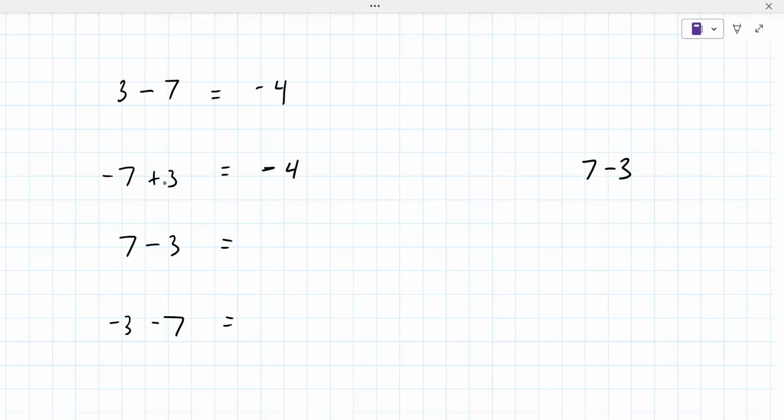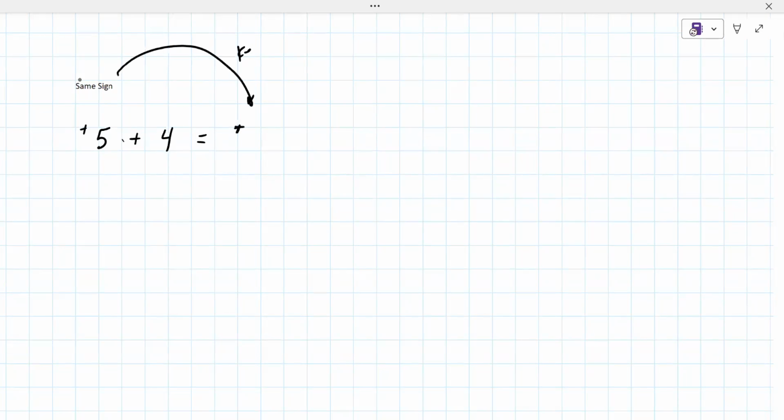4. It is 4. Keep going. So they're both negative. That means the answer is negative. When they're both negative, you add the numbers without the sign. Negative 10. Okay.